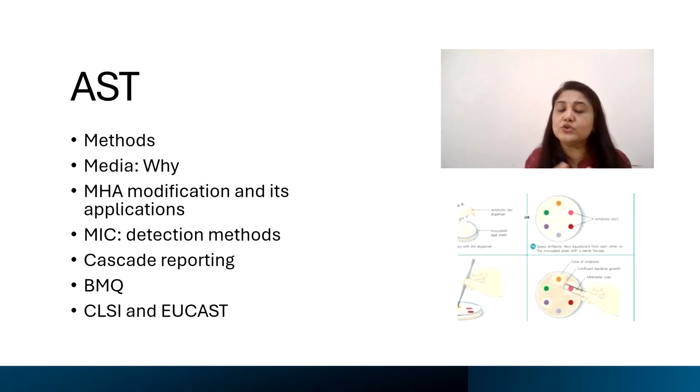In AST, the most commonly asked questions are: what are the methods of AST? Why is Mueller-Hinton agar used? What are the various Mueller-Hinton agar modifications and their applications? Like for MRSA, what is the MHA modification as well as the duration? Remember, it's a complete 24 hours. What is MIC and what are the MIC detection methods?